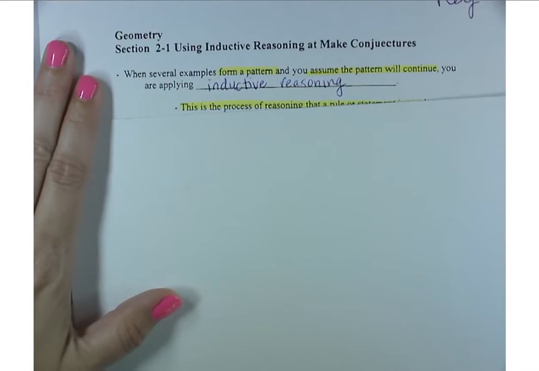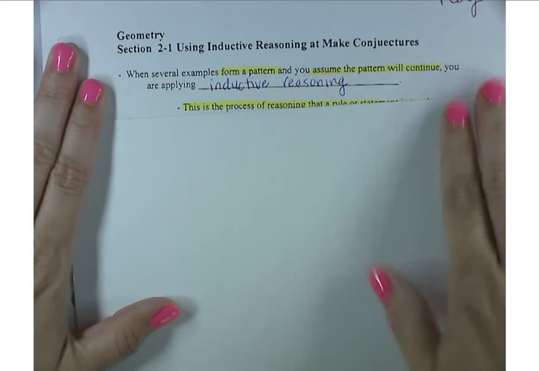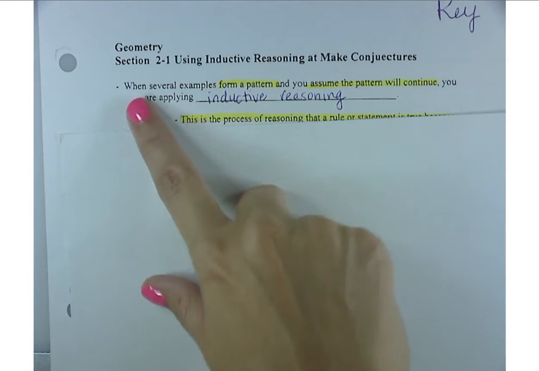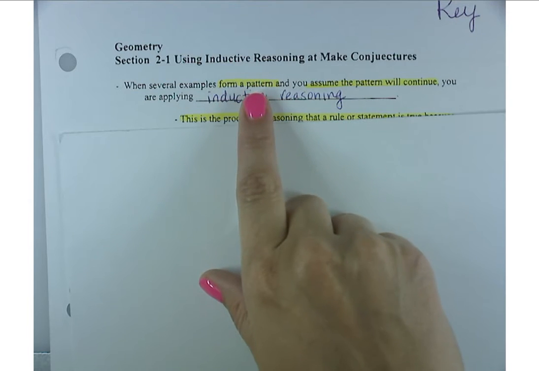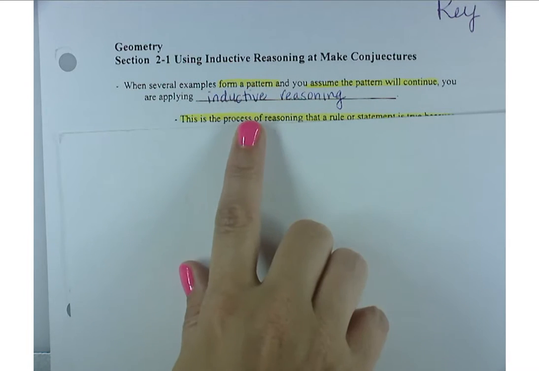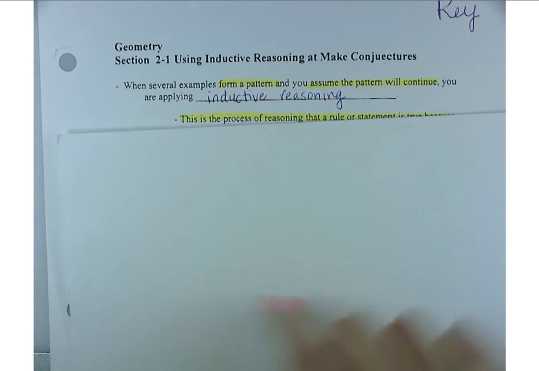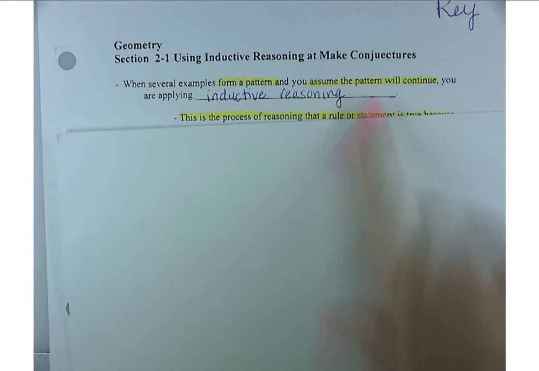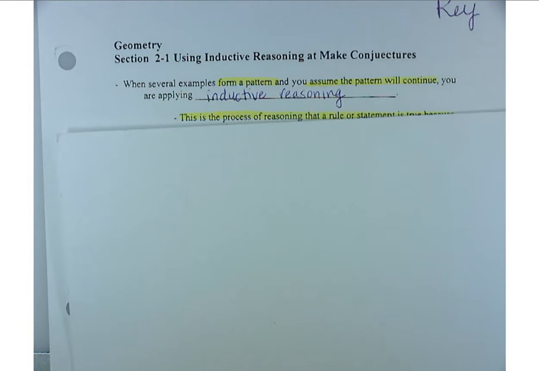And then hopefully you guys found some key things to highlight. So the first thing I did is I read through when several examples form a pattern. And I thought, okay, if it's forming a pattern, that's going to be something I need to know. And in addition to forming the pattern, you're going to assume that the pattern will continue. When you do that, you're applying inductive reasoning.